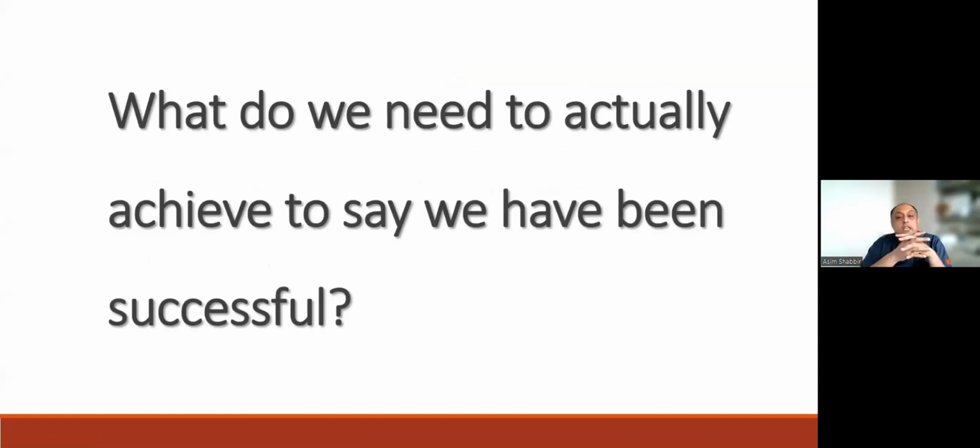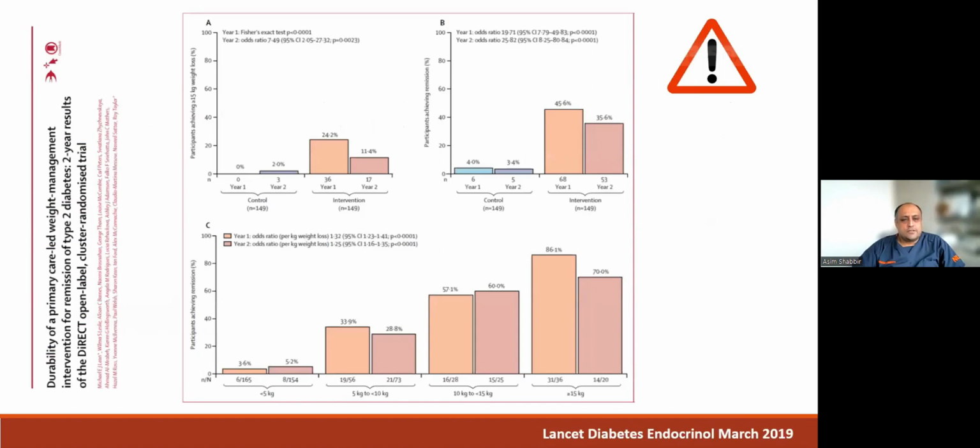So what do we actually need to achieve to say we have been successful? Unfortunately, there is no real agreed definition of success, whether that's for weight loss, for metabolic outcomes, for mechanical complications, or based on patient-reported outcomes. The literature has a lot to say about success, but there is no agreement between different institutions as to what success is really defined. And that makes it very hard then to decide how you select your patients.